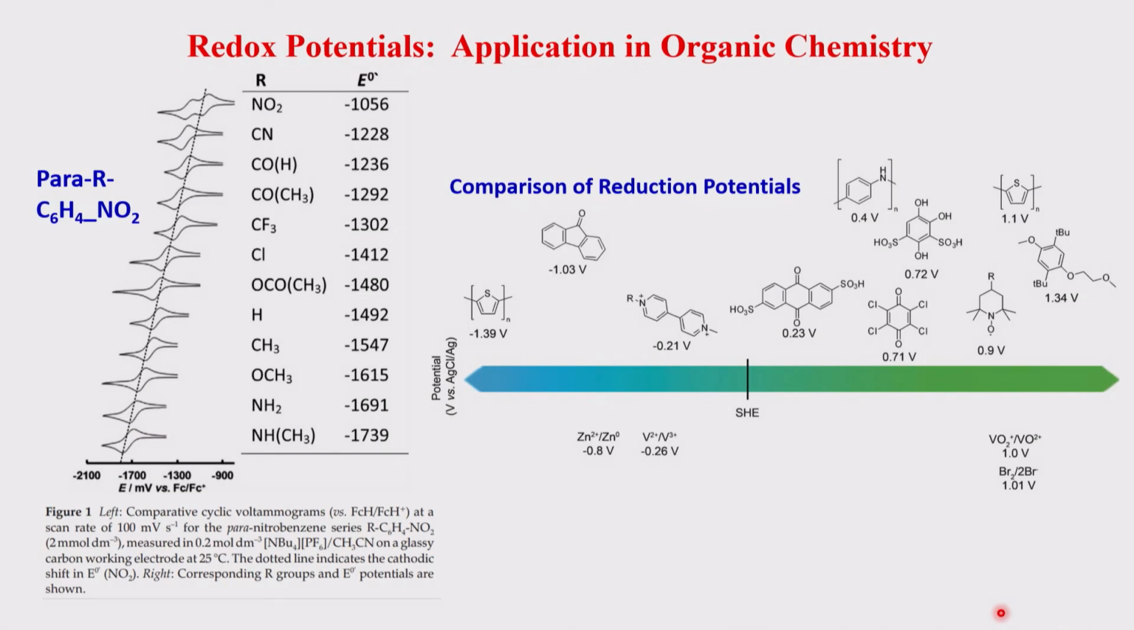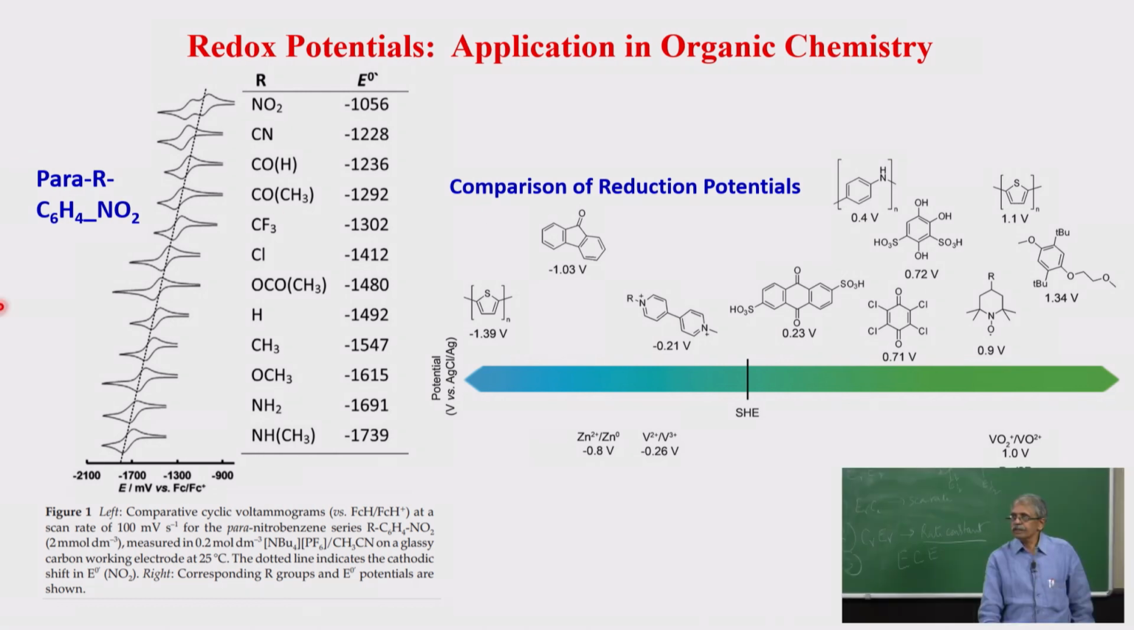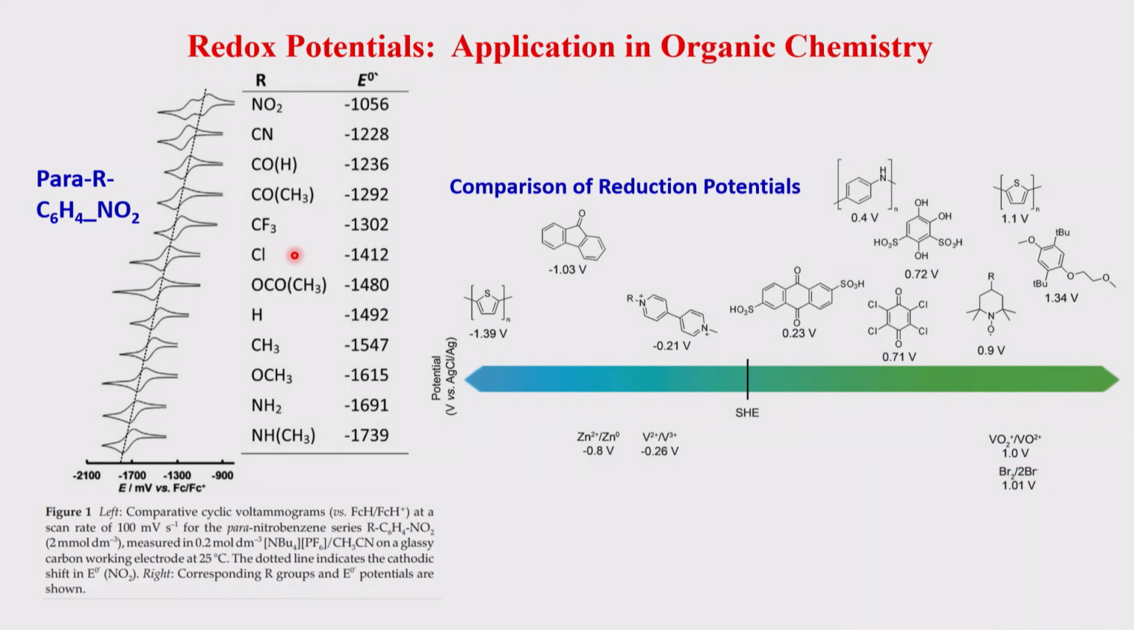Here is an example of an organic moiety. In this organic moiety you are changing the R group: change the R group to nitro, to cyano, to CO, etc. You can see what is happening: your redox potentials are changing. Therefore, by looking at these potentials, you can explain what kind of group is present in that molecule. So basically the redox potential range will always help.